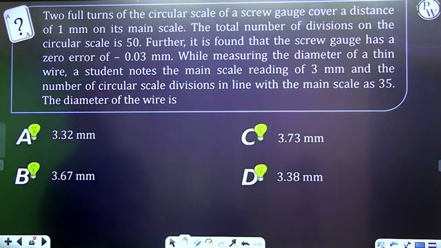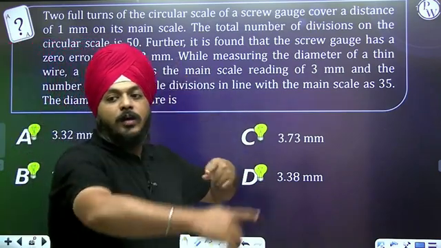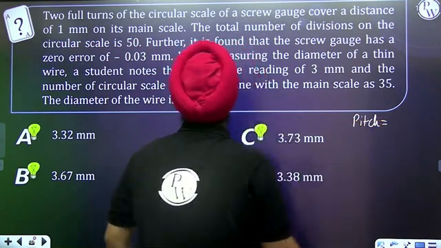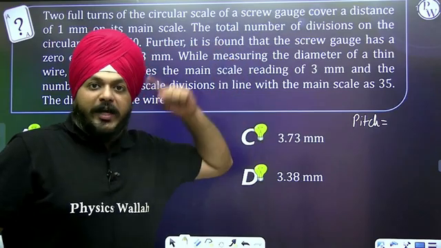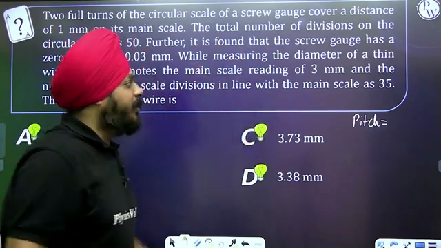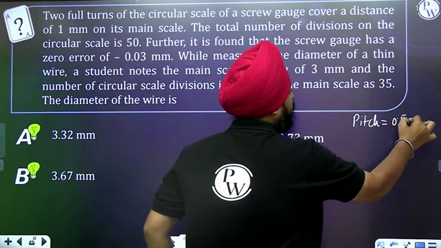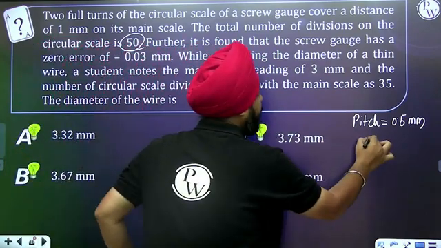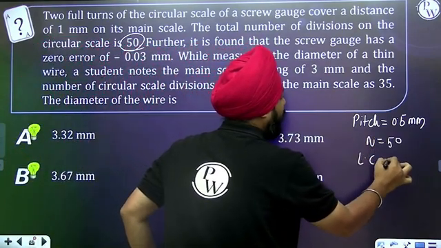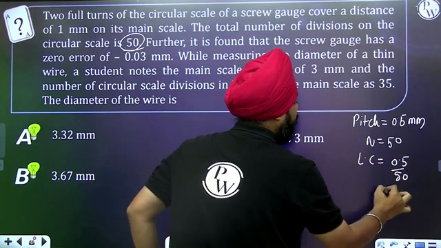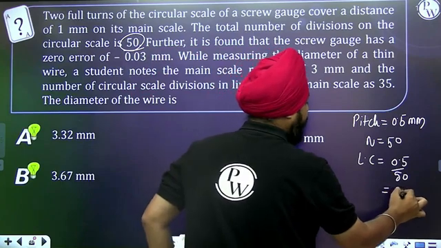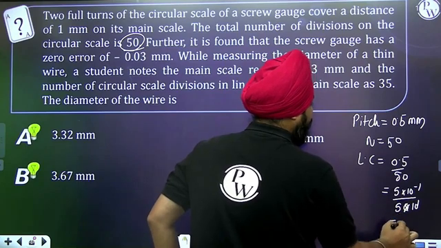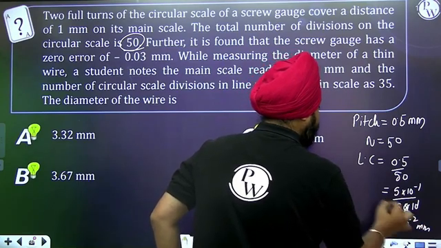Two full turns of the circular scale cover a distance of 1 mm. So 2 rotations make 1 mm, but pitch is for 1 rotation, which means pitch is 0.5 mm. Total number of circular scale divisions is 50, so N is 50. Least count is 0.5 divided by 50, so it is 5 into 10 to the power minus 1, divided by 50, which is 10 to the power minus 2 mm. This will be the least count.